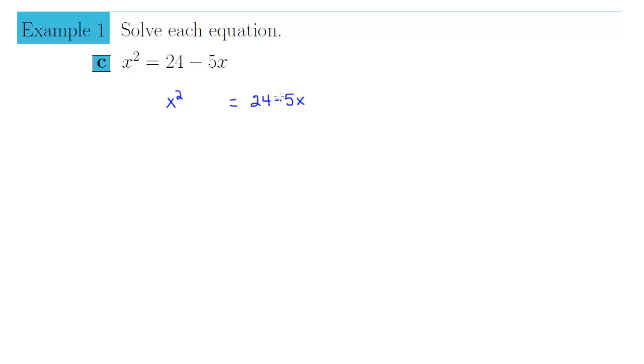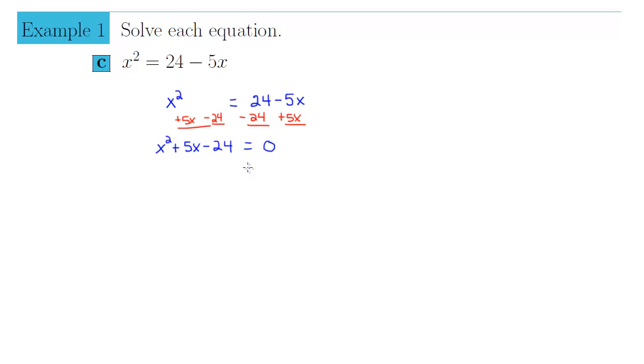We want to use reverse operations and move these two terms to the left side. To do that, we're going to have to subtract 24 from both sides. And we're going to have to add 5x to both sides. What does that give us? On the left side, that gives us x squared plus 5x minus 24 equals 0. Notice you can't put these terms together because they're not like terms. Also observe we now have a 0 on the right side.